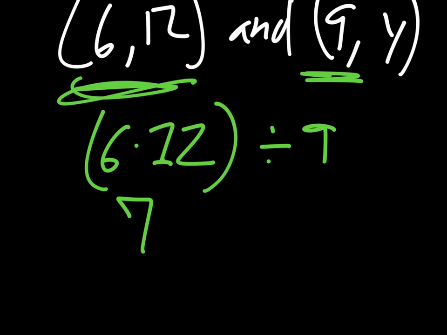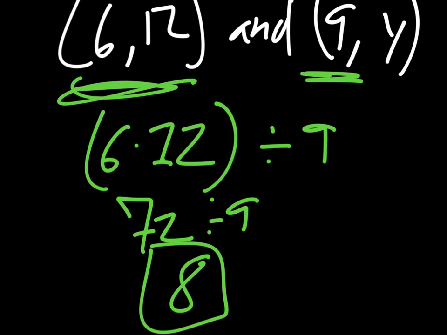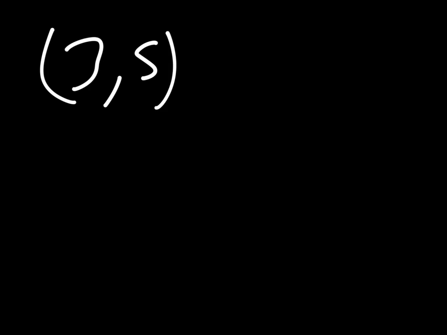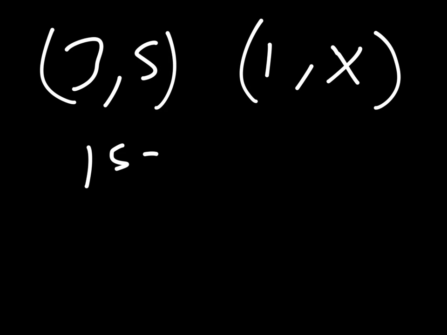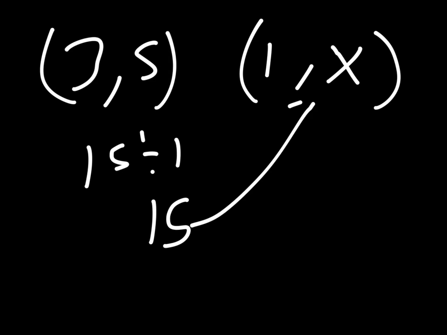6 times 12 gives you 72, divided by 9 gives you 8. That is your answer. 8 goes right in there, okay? If you have 3, 5, and then you have 1, x. 3 times 5 gives you 15, divided by 1, you get 15. 15 is x. And I'll do one more example.